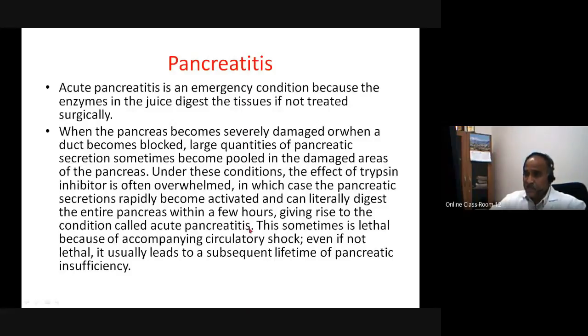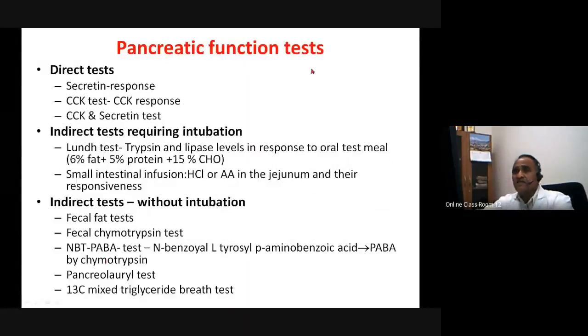It is a treatable condition. The patient can recover, but the only thing is that he has to be taken immediately to the operation theater, and this has to be cleaned up. This sometimes is lethal, because of the accompanying circulatory shock and other effects. If not lethal, it will lead to lifetime pancreatic insufficiency. This is about pancreatitis. Now coming back, I will list these pancreatic function tests.